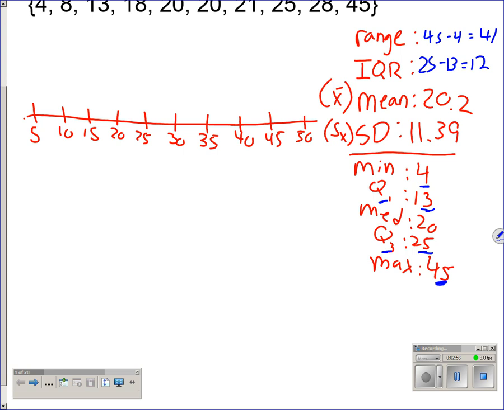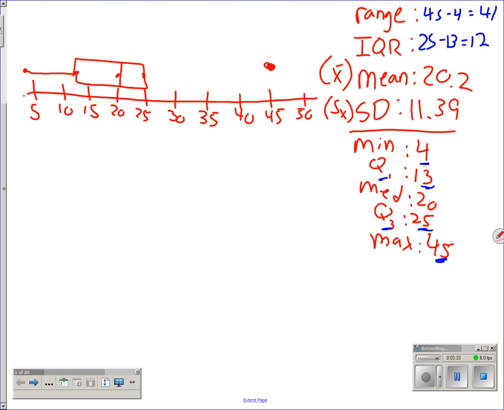All right, so any questions there? So we got all this information. Let's do a box and whisker plot. Again, use your calculators because that 45 ends up being an outlier. Okay? But just plot all your five-number summaries. So you want to plot the 4, then the 13, then the 20, then the 25. I'm going to stop there because that's my box that goes to my whisker. But this whisker right here on the right doesn't go all the way to 45. Since it's an outlier, it goes to the next highest number, which was 28.